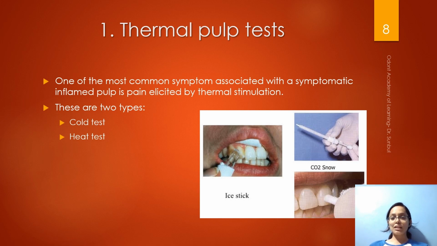The first one is thermal pulp testing. As the name suggests, it is the heat or cold test that we'll be doing, and we'll see the response of the pulp, the inflamed pulp, and that will give us more accurate results.